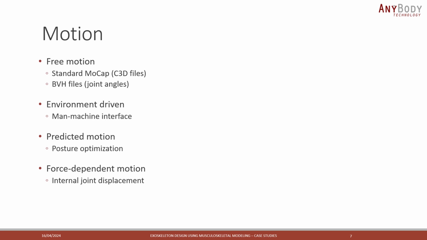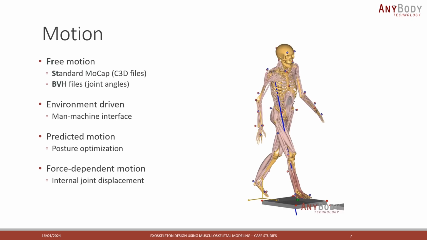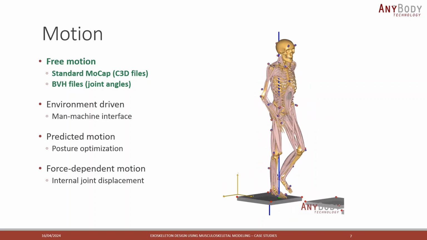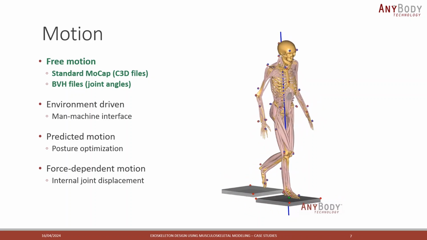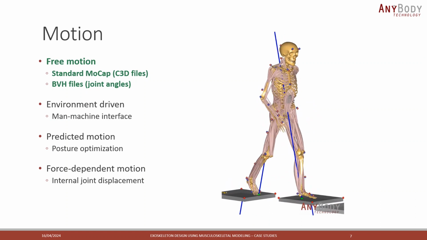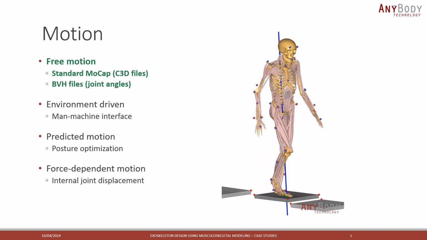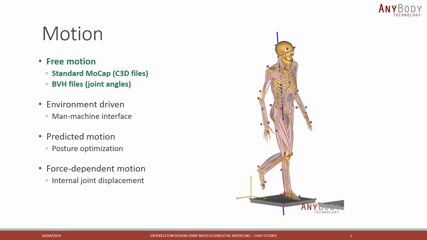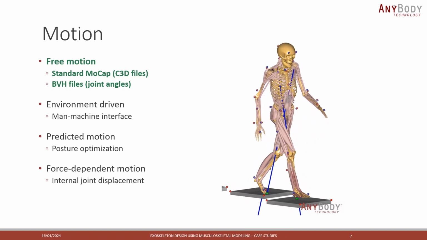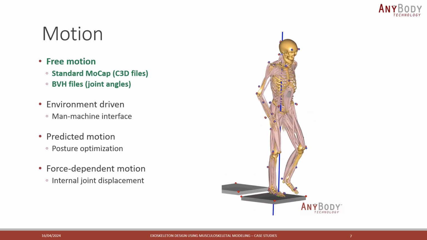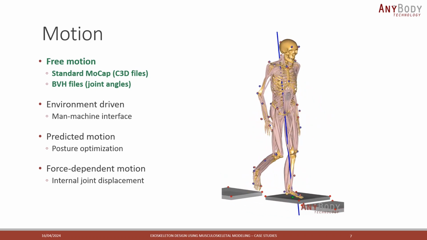Continuing with the topic of motion, I will briefly mention some of the more frequently used systems of motion capture. There are basically two types of files that Anybody Modeling System can handle easily: the C3D files, which come from optical marker-based systems, and BVH files, which come from inertial measurement unit sensors. There are models available in the AMMR that can use these files directly, and there are other methods that can be used to input the motion into the model, but we will not discuss them today.